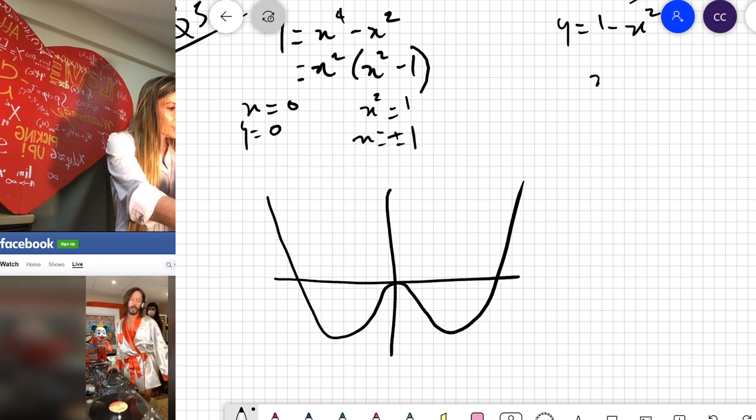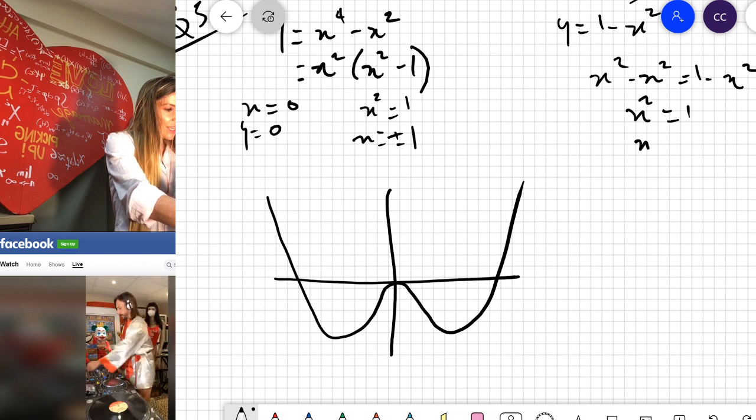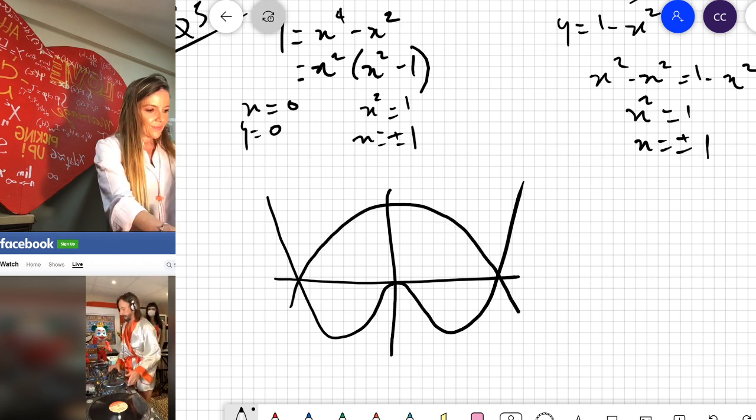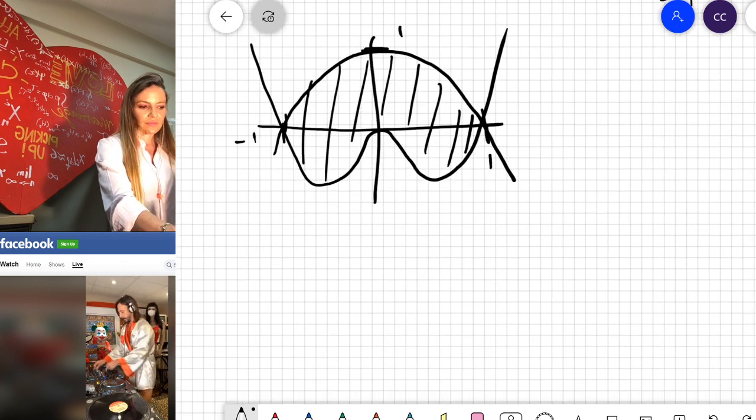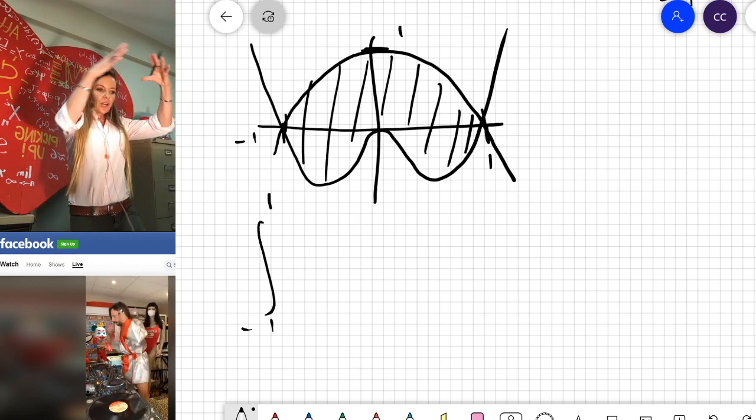We could see when these two things cross at plus or minus 1. So that's 1, 1. That area. The top one.